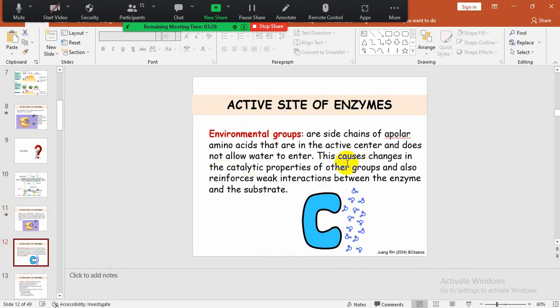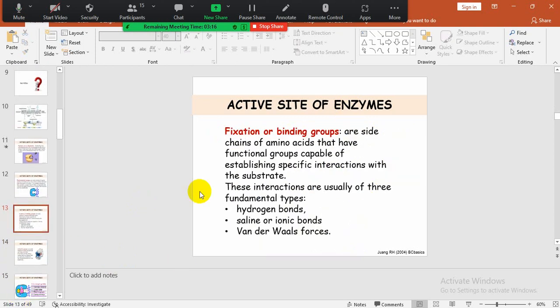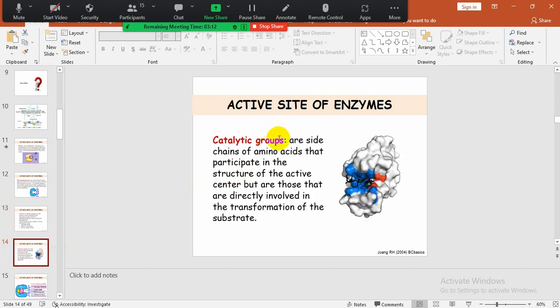So in the active site, we have environmental groups also, which are side chains of apolar amino acids. So we have a lot of all this in the active site. Then fixation or binding groups are also located in the active site, so you read about it. And the active site proper: let's look at it. These are side chains of amino acids that participate in the structure of the active center, but are those that are directly involved in the transformation of the substrate.